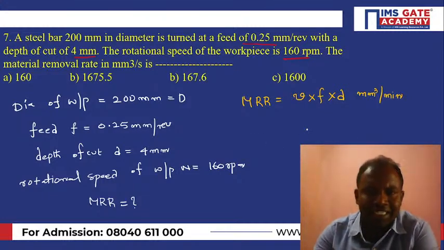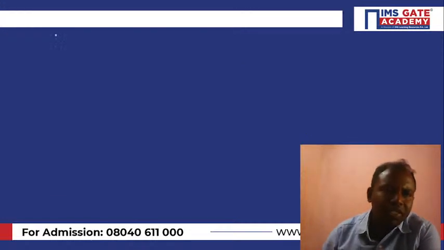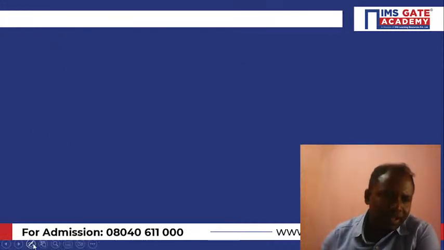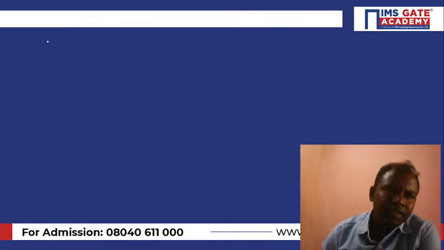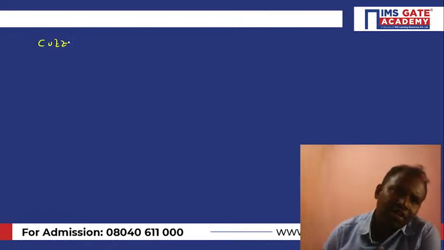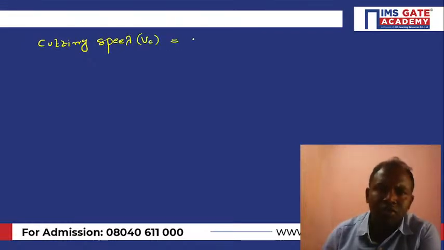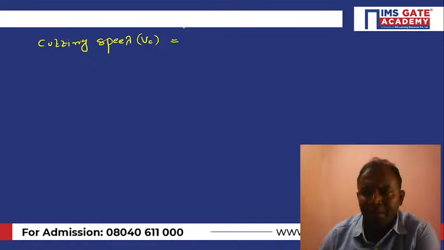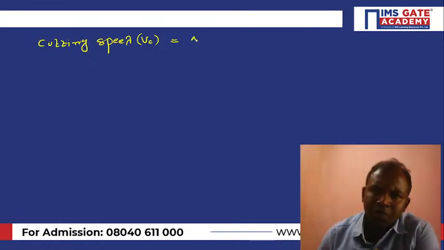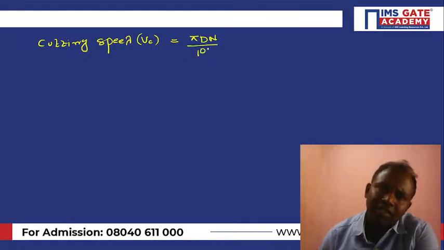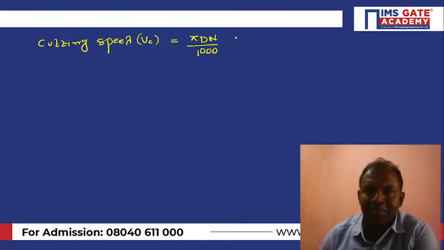Clear guys? Now let us calculate that V. As we know, cutting speed VC is equal to pi d n by 1000.